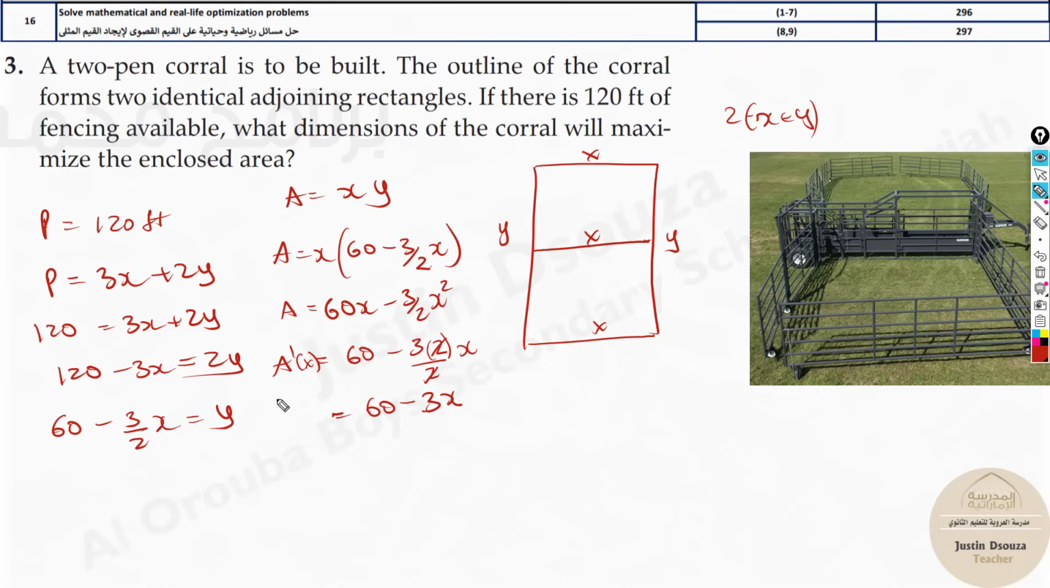Now, to find the critical number, you need to equate this to 0 and solve it. Take this 3x to the other side. It will be 3x is equal to 60. x will be equal to 60 by 3, which is 20. So x is 20. Now let us do step 3 to check whether this is the maximum enclosed area.